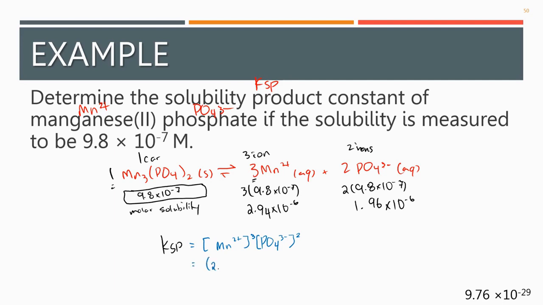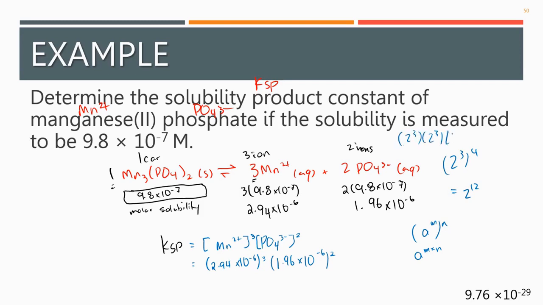So this works out to being 2.94 times 10 to the negative 6 cubed multiplied by 1.96 times 10 to the negative 6 squared. So when we have exponents, if we had a to the power of m and then n outside the brackets, it's the equivalent of a to the m times n. So if we had 2 to the power of 3 and this was 4 outside, we would expect this to be the same as 2 to the power of 12. Because really what we're doing here is going 2 to the 3, 2 to the 3, 2 to the 3, and there we go, 2 to the 3, 4 times.